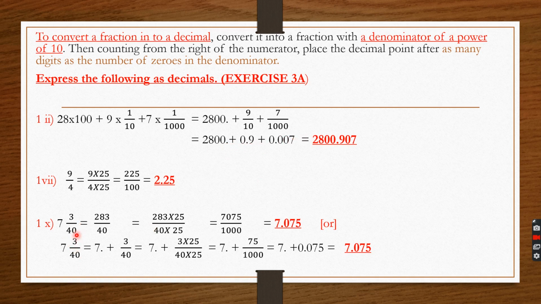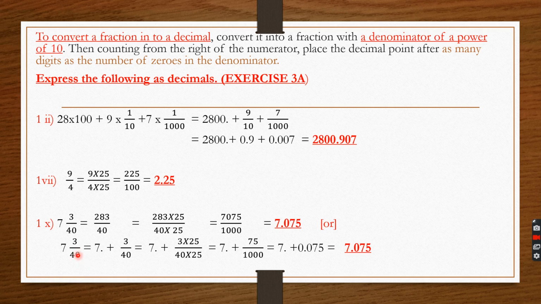Now come to this number, 7 3 by 40. We can convert into decimal in two ways. Either you convert into an improper fraction, then convert 40 into a multiple of 10. The nearest multiple of 40 that is a multiple of 10 is 1000. 40 into 25 will become 1000. That means 283 into 25 is 7075. We can convert it into 7.075.